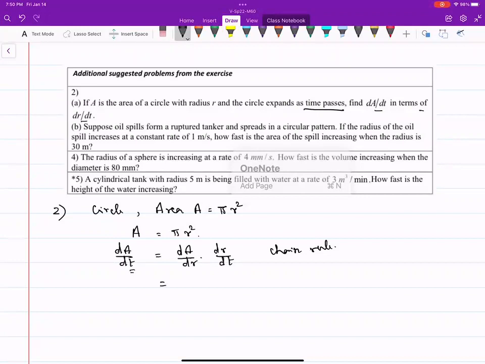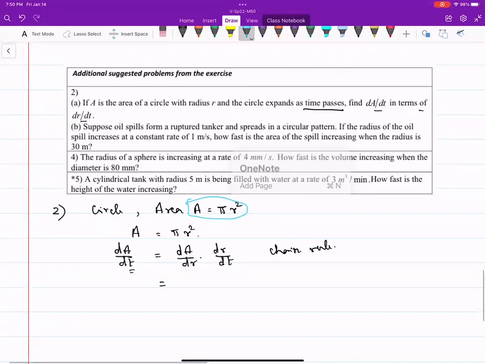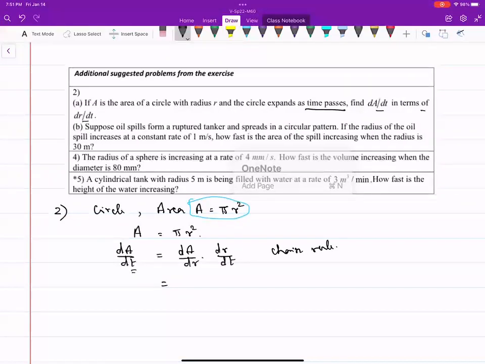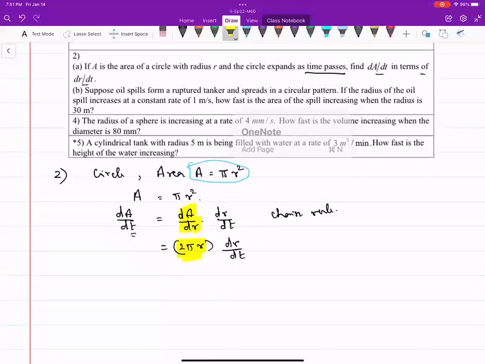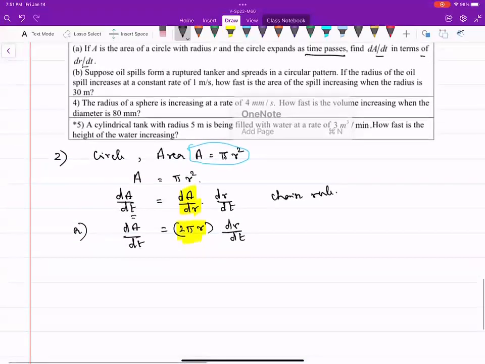What is A if you differentiate this with respect to R? Pi is a constant, derivative of R square is 2R. So that will be 2 pi R, which is outer derivative. And then dr by dt, just keep it as dr by dt. So this part is 2 pi R, and we are keeping dr by dt as is. Now, that answers the first part of the question: dA by dt in terms of dr by dt.